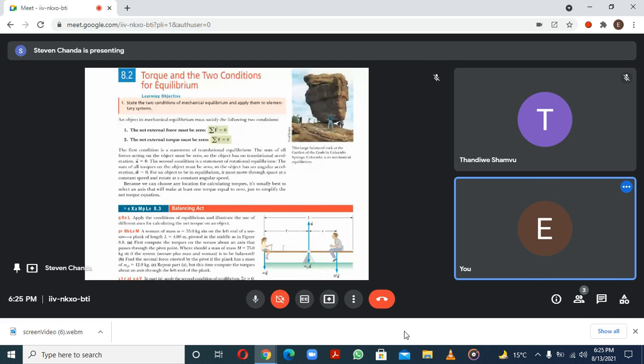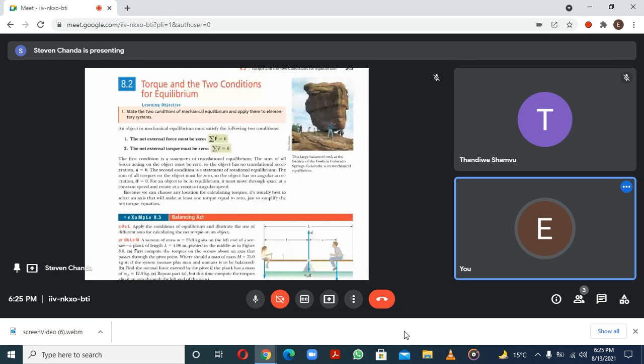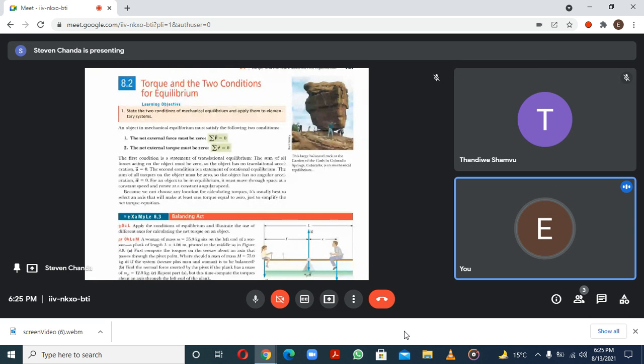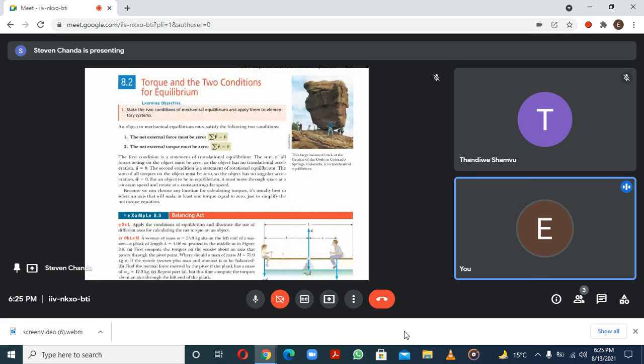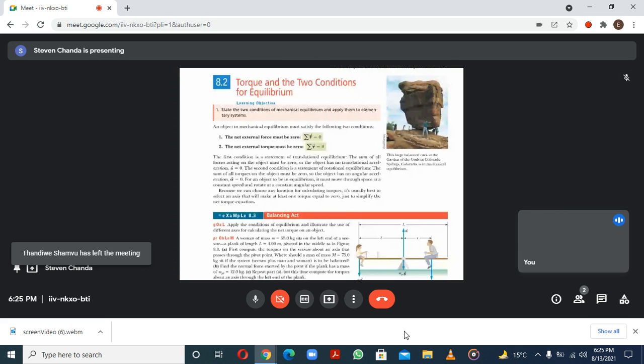So let's look at this example. A woman of mass 55 kg sits on the left end of a seesaw, a plank of length 4 meters, pivoted at the middle, as in figure 8.8. The middle part is very important because they are telling you that the pivot is at 2 meters. So it's important to be able to pick out information like this in the question. It's very, very important.